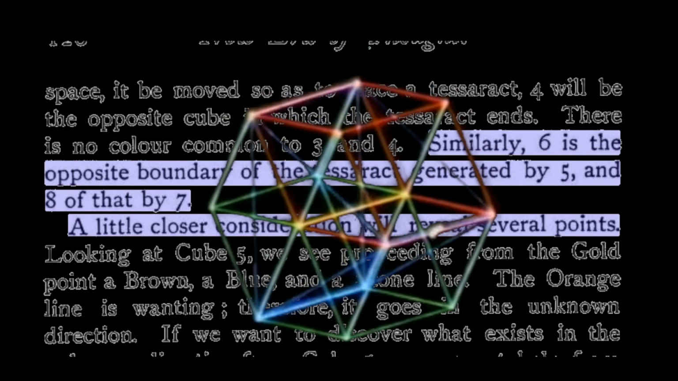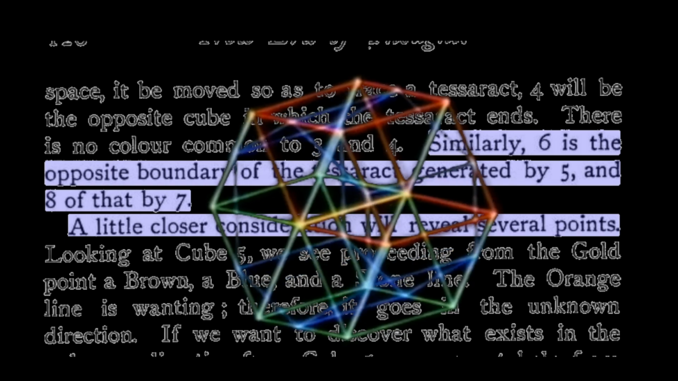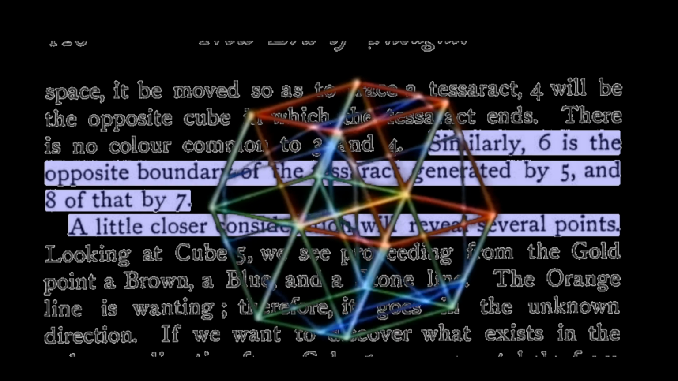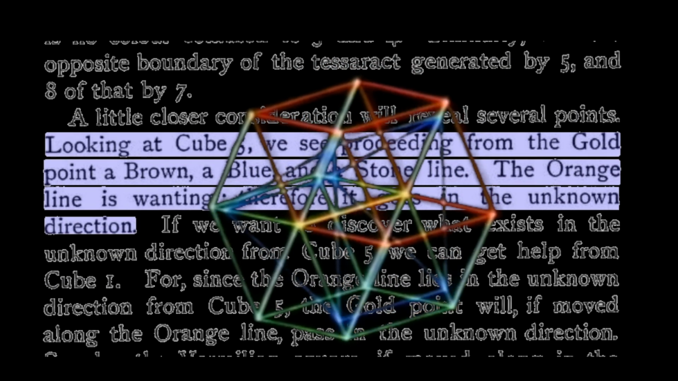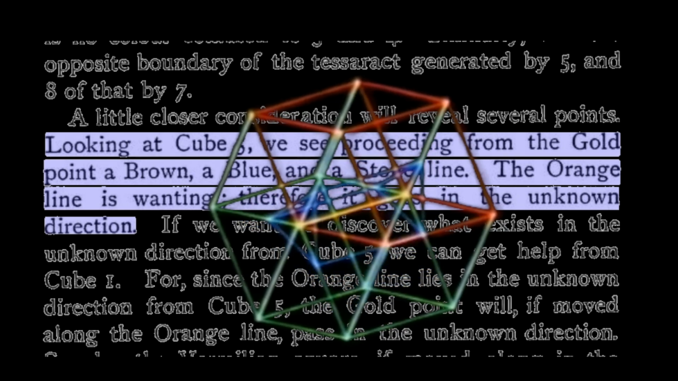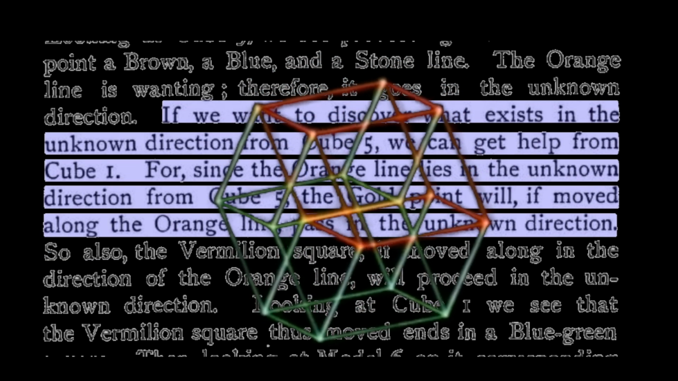Similarly, 6 is the opposite boundary of the tesseract generated by 5, and 8 of that by 7. A little closer consideration will reveal several points. Looking at cube 5, we see proceeding from the gold point a brown, a blue, and a stone line. The orange line is wanting, therefore, it goes in the unknown direction.